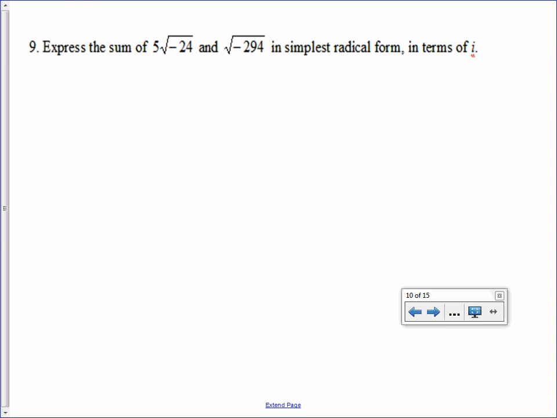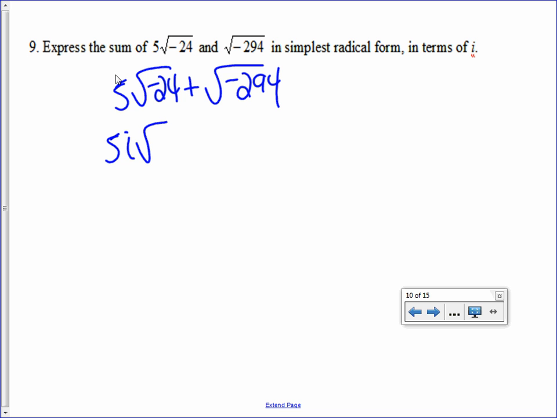Radicals. To add radicals, I need to reduce first. I also need to know how to deal with negative radicals. Well, my first step in dealing with a negative radical, to get rid of the negative, we bring it outside and make it an i.